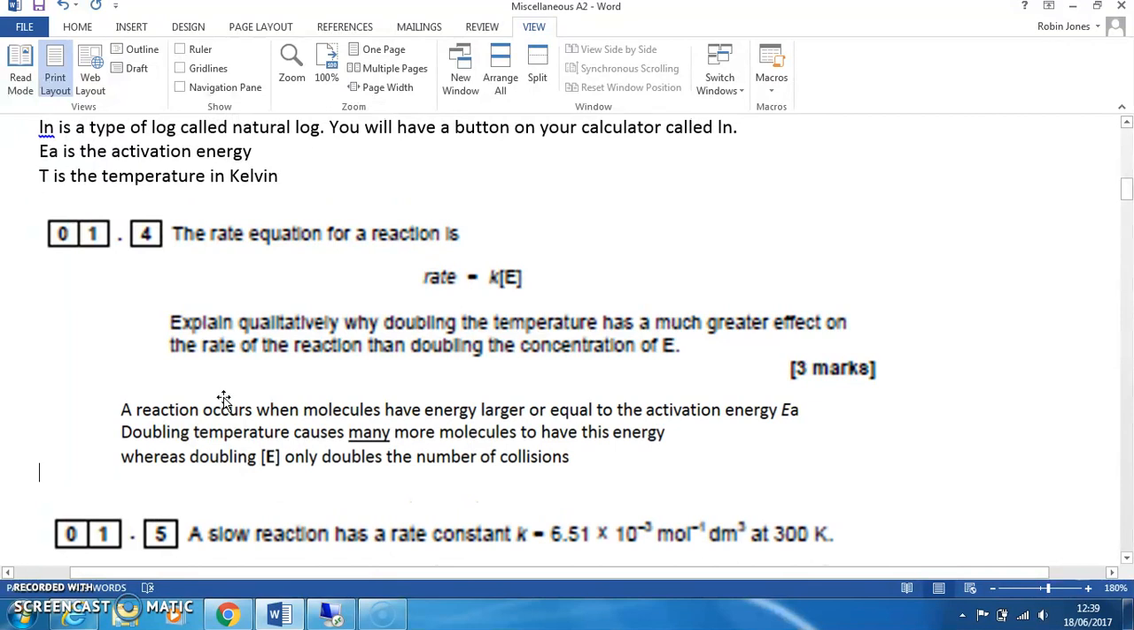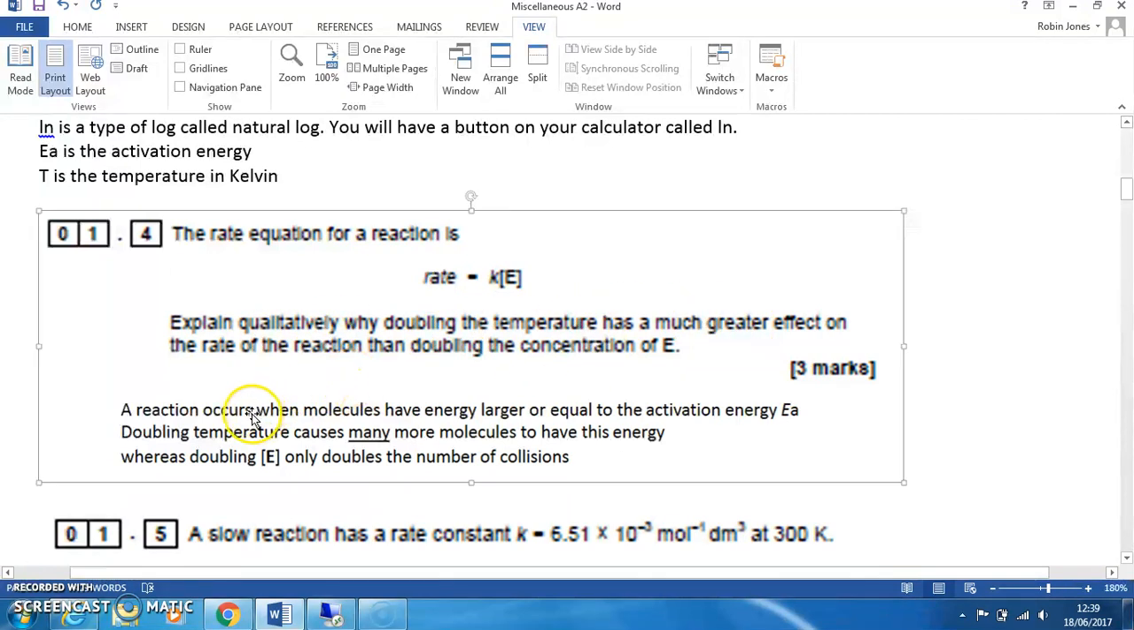Say for example the rate equation here is rate equals k[A]^2. First question, explain why doubling the temperature has a much greater effect on the rate of the reaction than doubling the concentration of A. We've said previously that a reaction occurs when molecules have the activation energy, and doubling the temperature gives many more particles this energy, whereas doubling the concentration doesn't have the same effect, it only doubles the number of collisions.